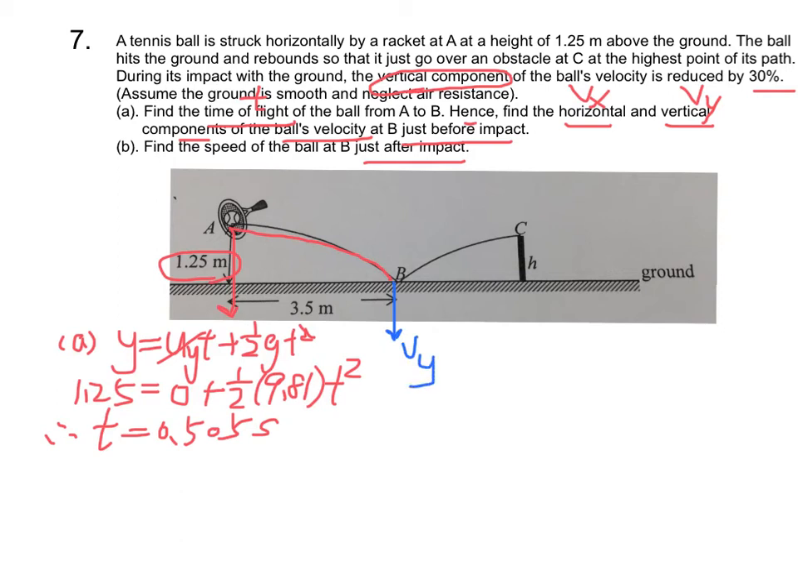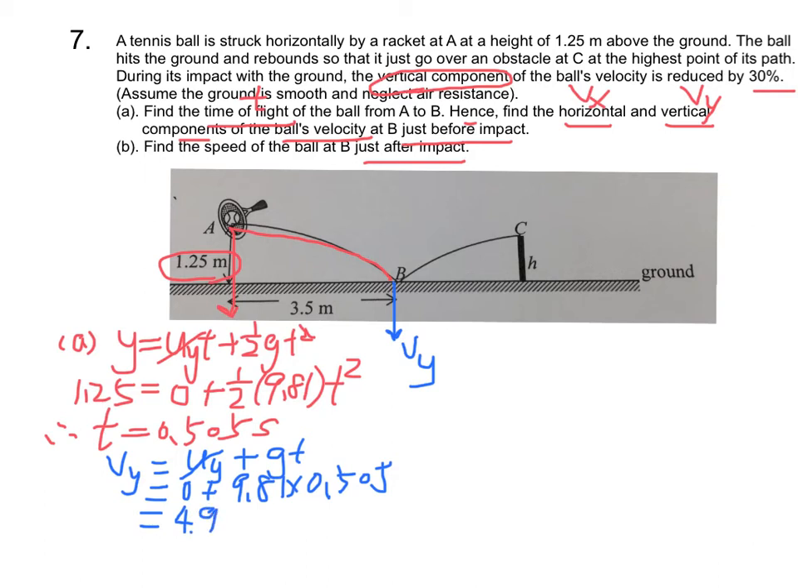Just before impact, the vertical velocity is Vy. Vy can be found by using Vy equals Uy plus g t, equals 0 plus 9.81 times 0.505, which is equal to 4.95 meter per second.